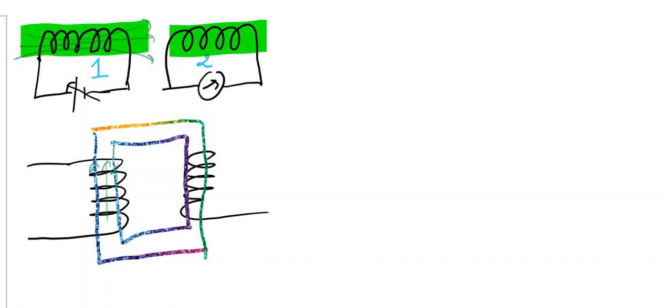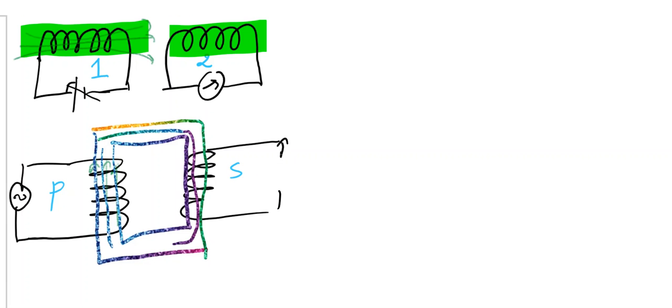So what is the advantage? The soft iron core will divert all the magnetic field lines from the first coil, which in this case is known as the primary coil, P, to that of the secondary coil. The secondary coil is the one across which we take output. So the output voltage is taken here.